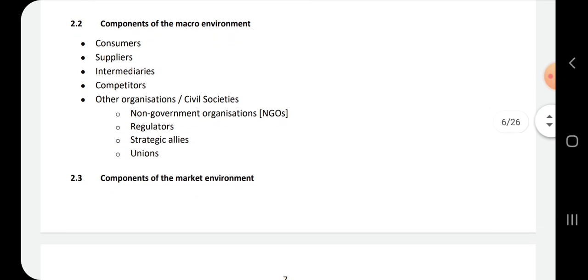Now we have components of the macro environment. This is a typing error. This is still components of the market environment. Okay, we have consumers, which are clients and customers. We have suppliers, intermediaries, which are middlemen. So watch my previous videos where I explained in detail what intermediaries are. We have competitors, who are people who sell the same item as you. The other organizations or civil societies, like non-government organizations, regulators, strategic allies, and unions.